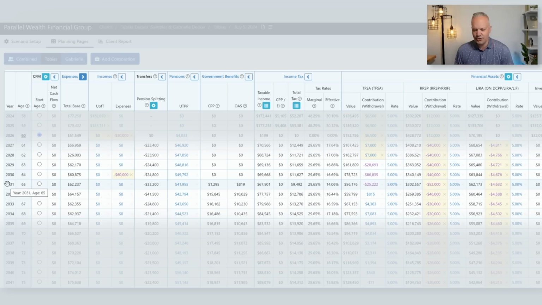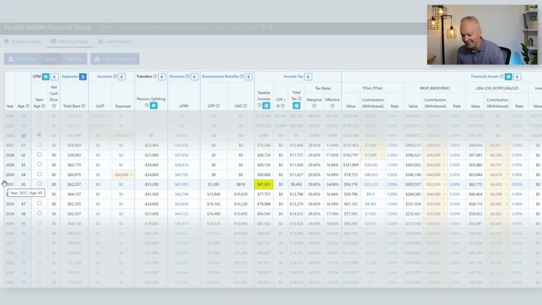So here's the individual view for Tobias. And as you can see here, I've highlighted age 65, so year 2031. Now, if we scroll over, we can see his pension, $41,955, and he's collecting a small amount of CPP and Old Age Security. He has his birthday later in the year, that's why it's a smaller amount. The next year it's going to be a full amount.